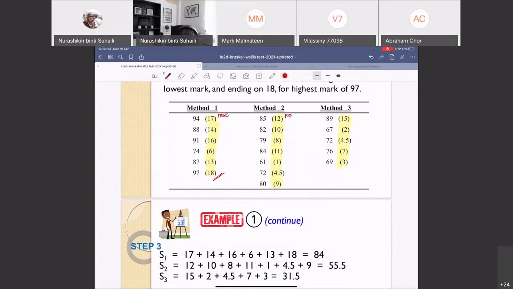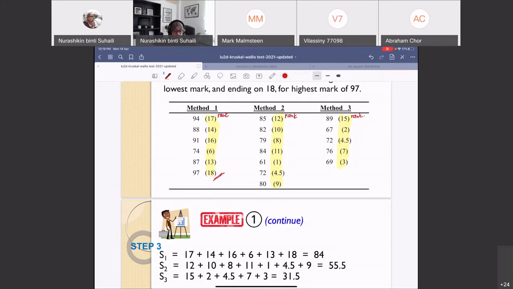This is rank. Some of the common mistakes I noticed last semester, some of the students mix up and sum the data. Instead of summing 17 plus 14 plus 16 until 18, they sum 94 plus 88 plus 91 plus 74, the data of the sample, which is wrong, okay? So please make sure that you take the right value.